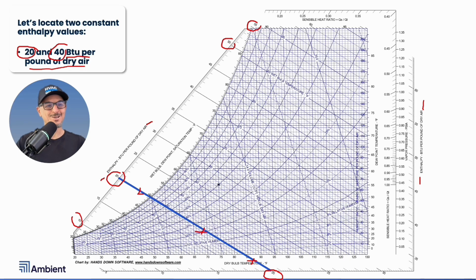I hope this helps. So 40 BTUs per pound of dry air. 40 is right here. And 40 is right here. So go ahead and line that up with your straight edge. And then boom, you are good to go. Okay, enthalpy, pretty easy. Let's see what's next.